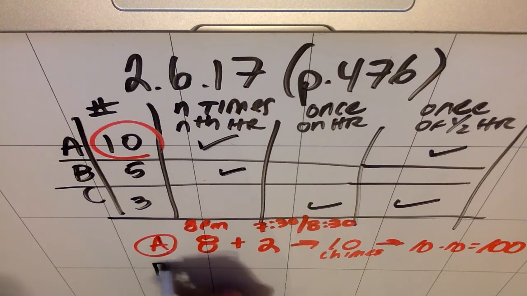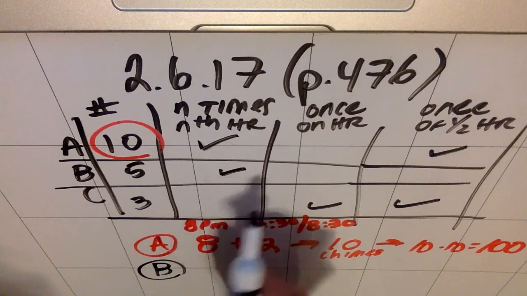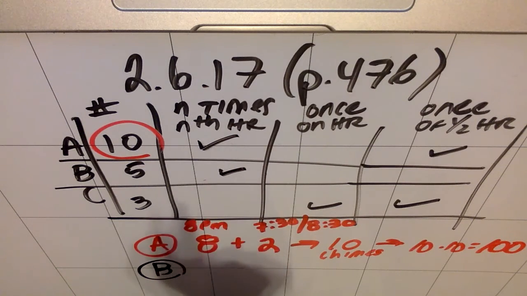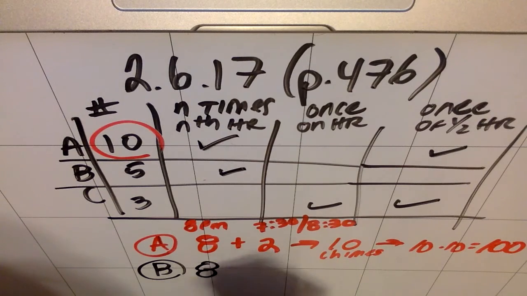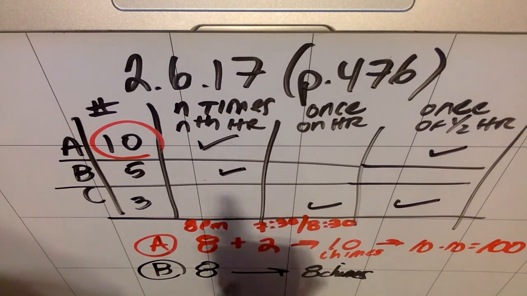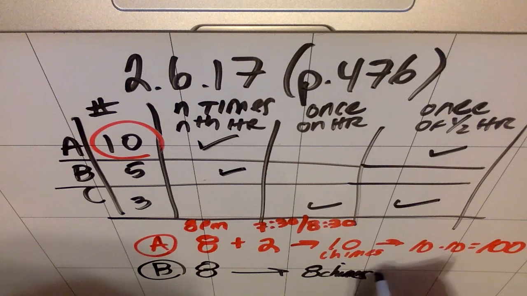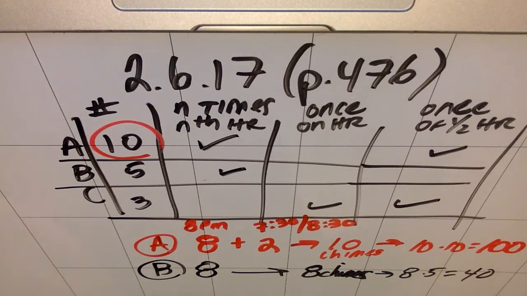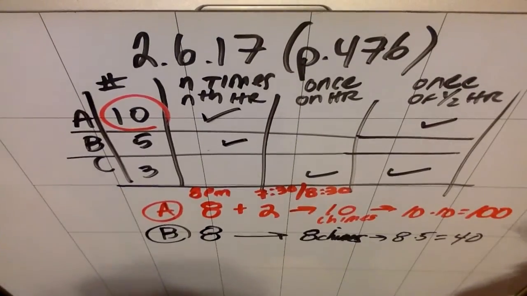The clock B's that are right here, they chime n times on the hour, and that's it. So they're going to chime exactly 8 times. They're not going to chime on the half hour at all. So there's going to be 8 chimes from the clock B's. But there are only 5 of them. So that's the 8 times the 5 clocks, which should be 40. So the A's contributed 100 chimes. The B's contributed 40 chimes.